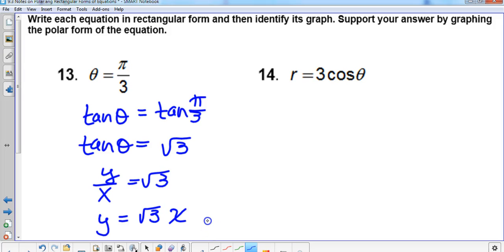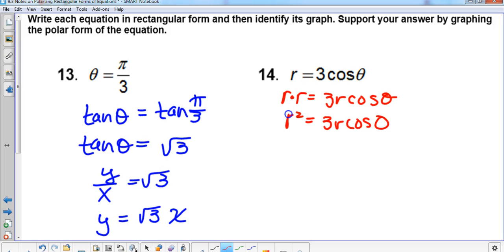Last one for today. Then we're going to save the rest for warm up tomorrow. We're going to have to multiply an r onto both sides, which will make it r squared equals 3r cosine theta, which becomes x squared plus y squared equals 3x.